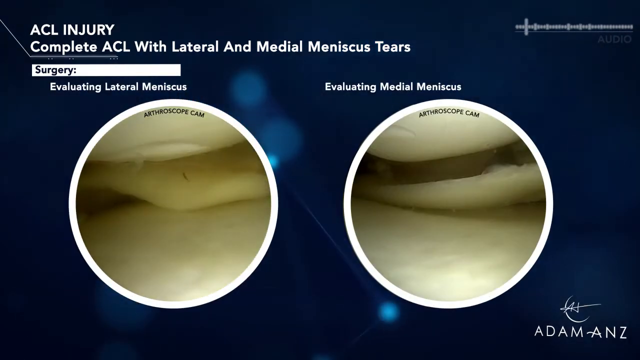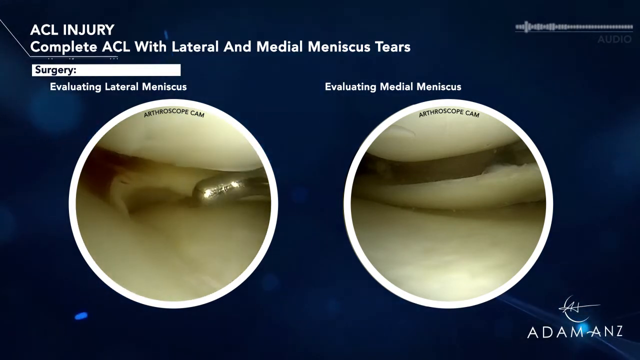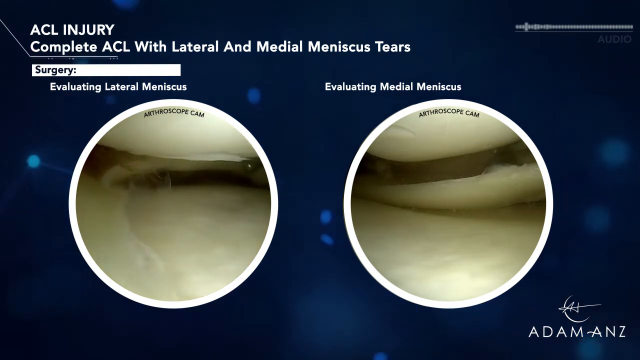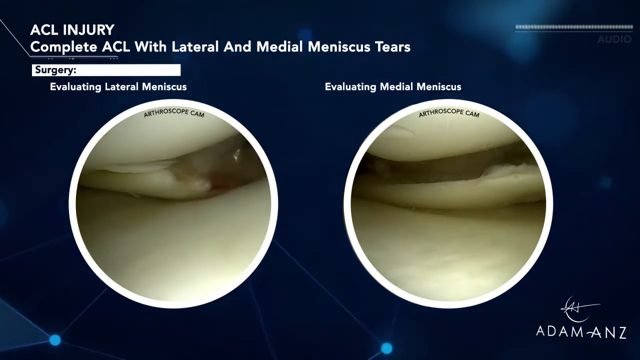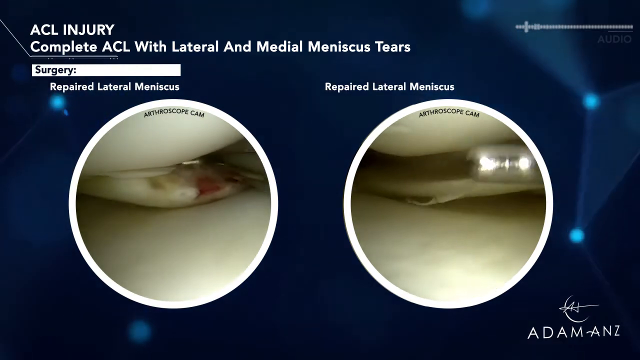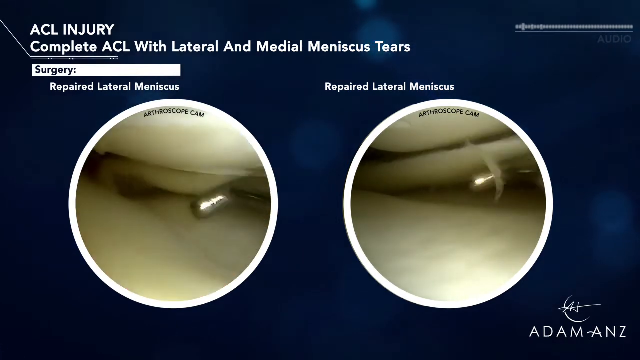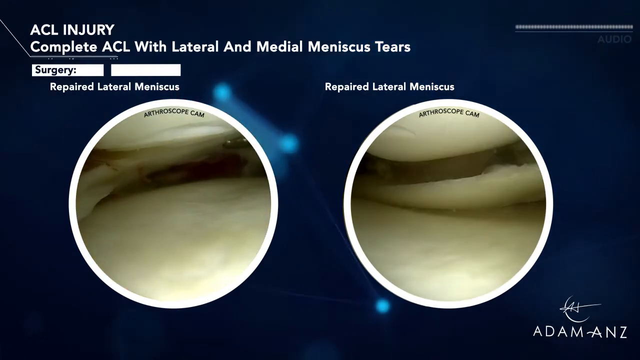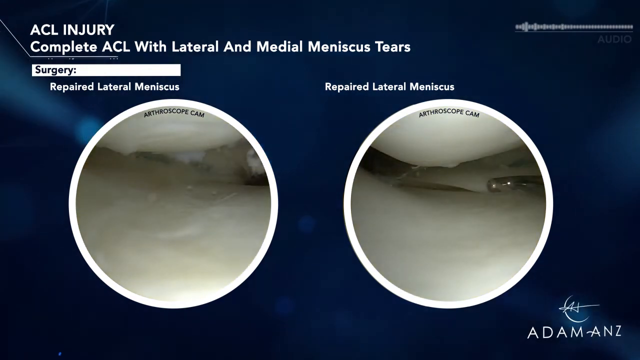When we get the lateral meniscus flipped back into its normal position, you can see where it had flipped over upon itself and it had completely torn posteriorly. The medial meniscus alternatively had a longitudinal tear at the posterior horn. On the right side of the screen, you can see us probing that medial meniscus. We repaired both menisci with all-inside meniscus repair constructs.